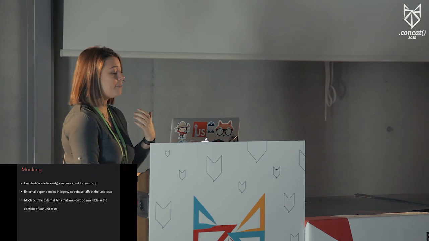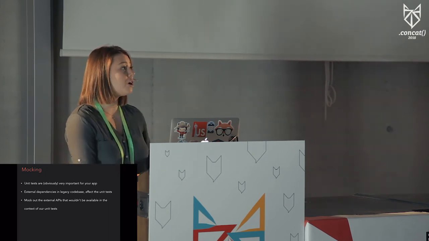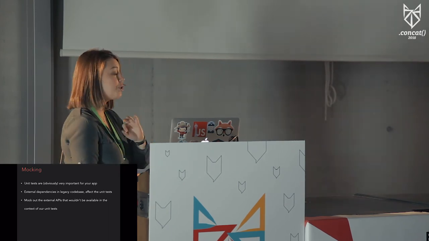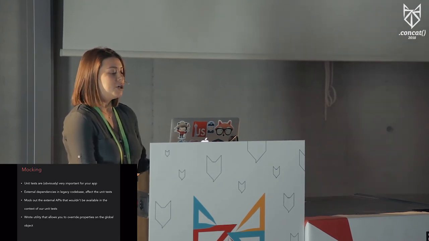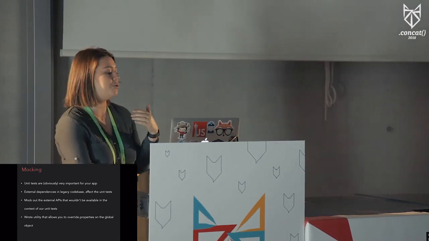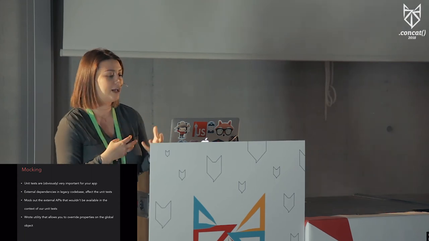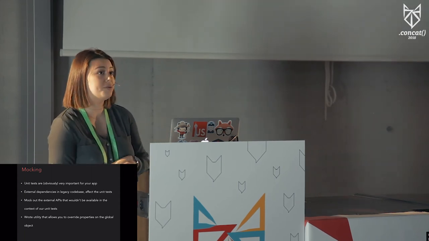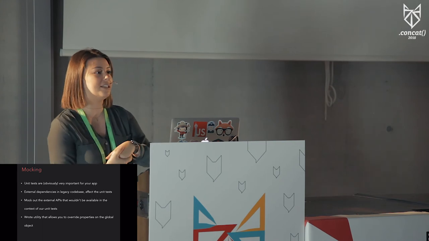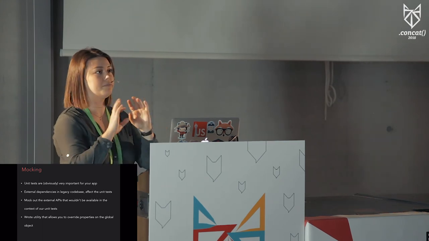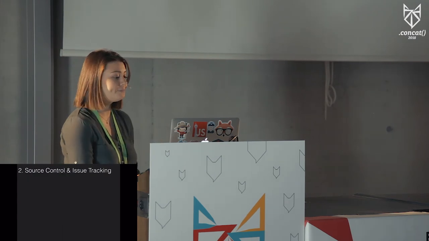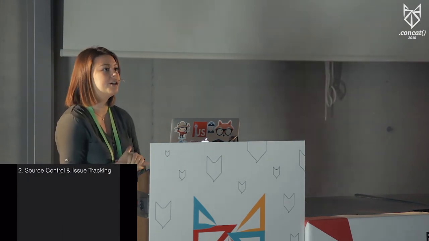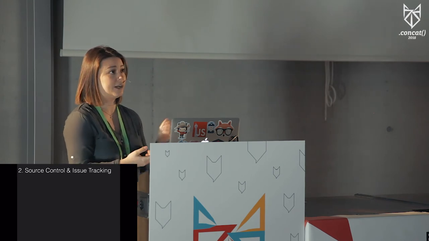So we ended up mocking out a bunch of external APIs that wouldn't be available in the context of our unit tests, which we didn't really think about. What we had to do is write a utility that allows you to override properties on the global object. So you would import something, we would inject into it, override it, make some mocked object, and then use that in our testing framework.